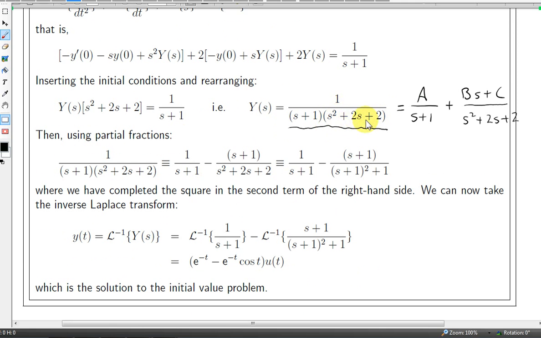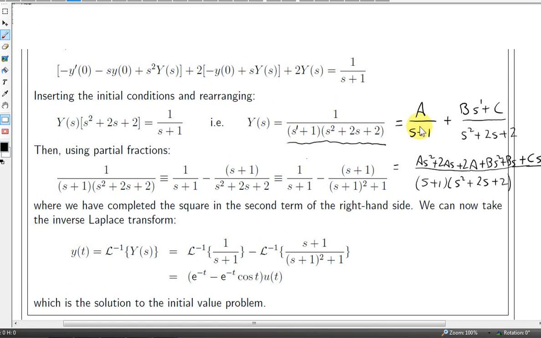Since the second factor in the denominator is a quadratic, it involves s squared, we want the numerator of this second fraction to be linear in s. So it has to have the form of a constant times s plus another constant. So I'll call those constants b and c. This first factor in the denominator is linear, so the numerator is just a constant, which I'll call a. Now if we add these fractions together, we have to multiply a by this denominator and bs plus c by s plus 1. So we get the numerator that way.